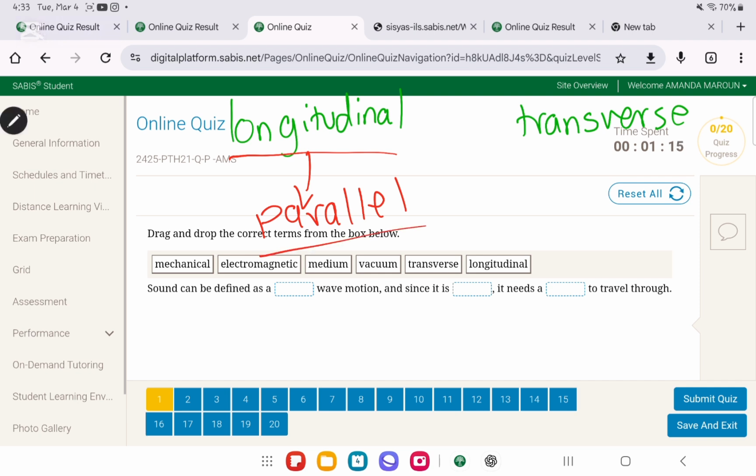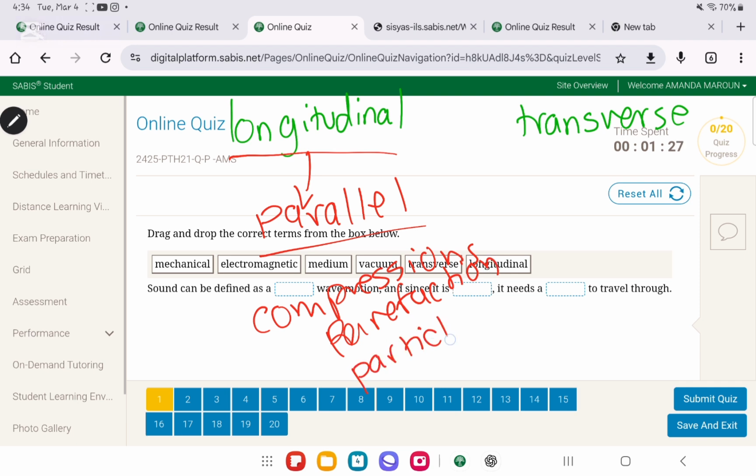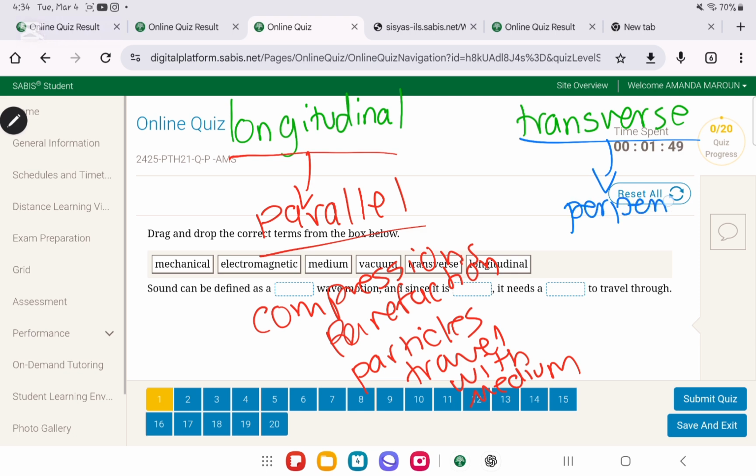So longitudinal is parallel, it has compressions and rarefactions, and particles travel with the medium. Alright, whereas for transverse, what we need to know is that the direction of motion is perpendicular to the direction of wave propagation. That means it has what? It has crests and troughs.